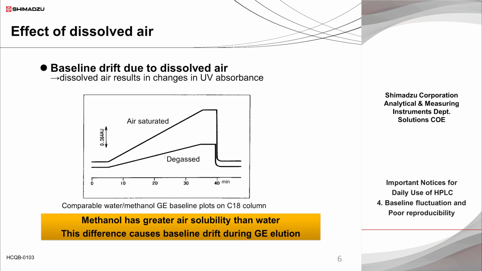This is an example of baseline fluctuation caused by dissolved air in the mobile phase. This figure shows the baseline variation in a reversed phase gradient mode using water and methanol as the mobile phase, monitored at UV 210 nanometers. The baseline drift caused by oxygen-derived UV absorption corresponds to an increase in the proportion of methanol, which has greater air solubility than water. However, when oxygen is removed by degassing the mobile phase, the degree of drift is improved significantly. Therefore, it is important to note that effective degassing of the mobile phase can prevent not only problems in mobile phase delivery but also baseline fluctuation.